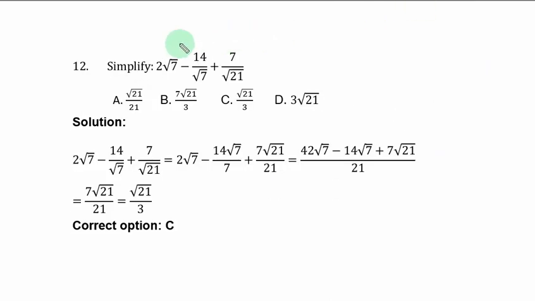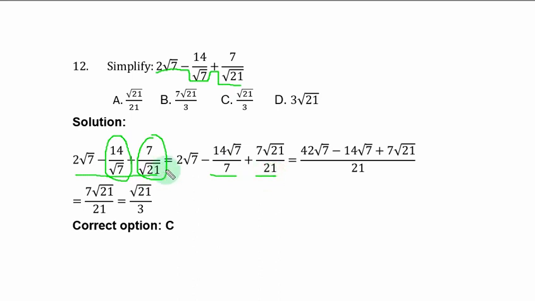Question 12. Simplify 2 root 7 minus 14 over root 7 plus 7 over root 21. This is the given problem. Let us rationalize the second term by using root 7 to multiply 14 and root 7, and you have it in this form. Also, rationalize the third term by using root 21 to multiply 7 and root 21. You have it in this form.